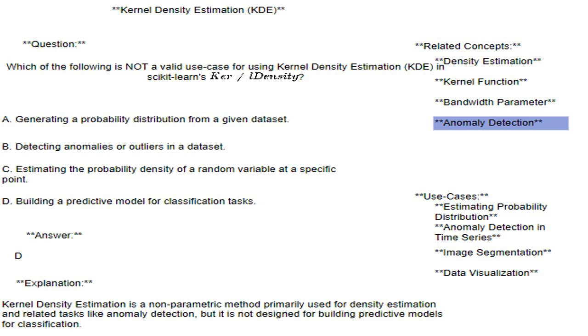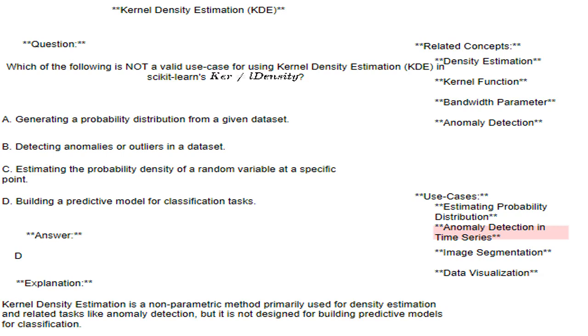Anomaly detection. Anomaly detection aims to identify data points that deviate significantly from the expected patterns, potentially indicating errors, unusual events, or fraudulent activities. Estimating probability distribution. In finance, KDE can be used to estimate the probability distribution of stock prices, helping investors understand the likelihood of different price movements.